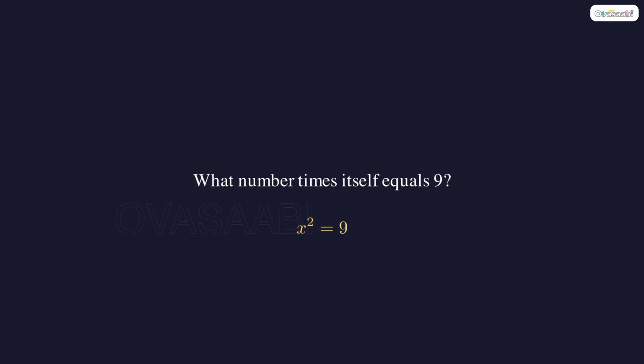What number multiplied by itself gives 9? 3 times 3 is 9. Today we learn how to solve harder equations like this using a method called factorization.